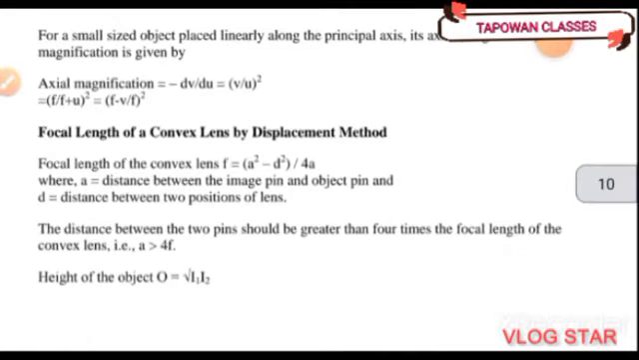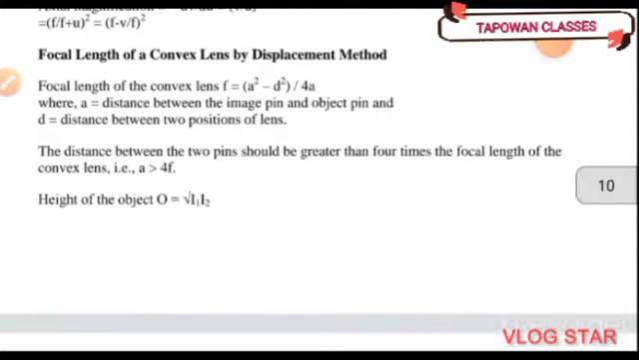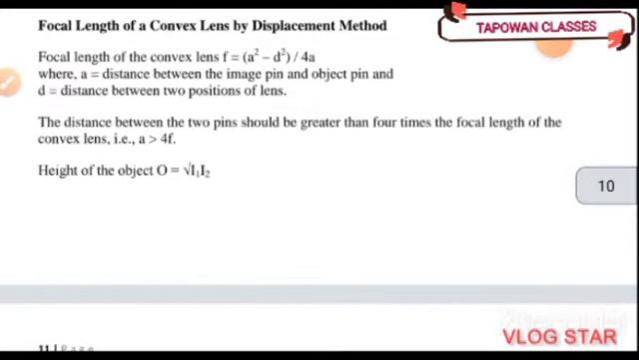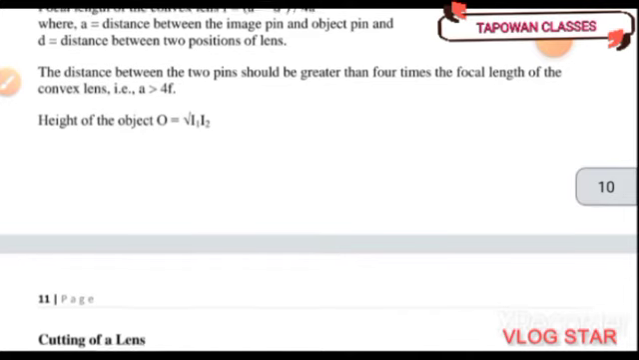Now, the focal length of a convex lens by the displacement method. How can we find the focal length of a convex lens? By the displacement method. The focal length of the convex lens is f is equal to (a square minus d square) by 4a. What is a? a is the distance between the image pin and object pin, and d is the distance between the two positions of the lens. The height of the object is O is equal to square root of I1 I2.